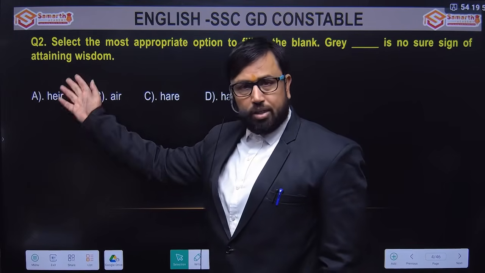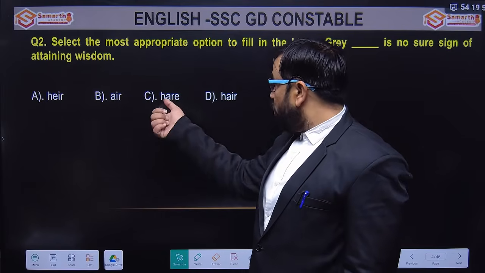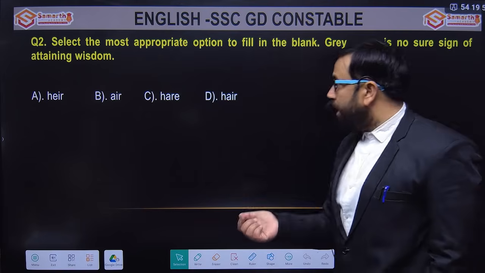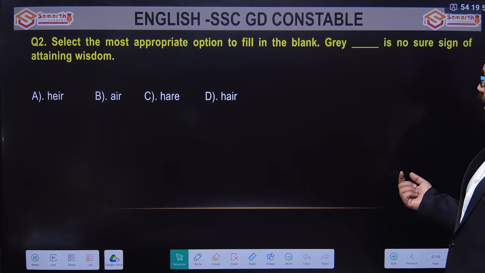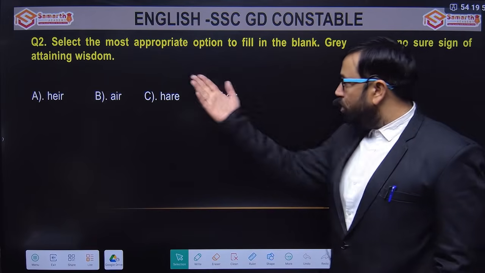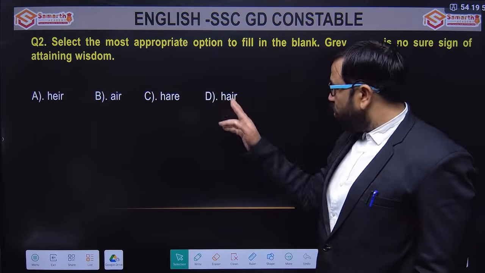And its meaning is heir, or successor. This is also air, we are familiar with this one. This is pronounced hair, which is the rabbit, right? Hair. And this hair we know, our hair. So here see which hair can come. Grey dash is no sure sign of attaining wisdom. So it is about wisdom. I don't think so all 3 options have any connection with this. So here only this one will come.